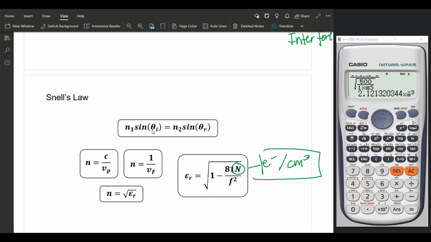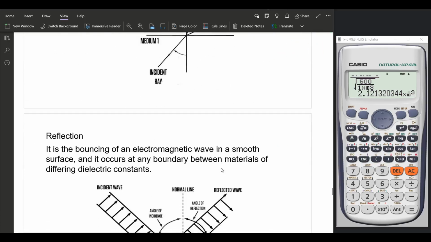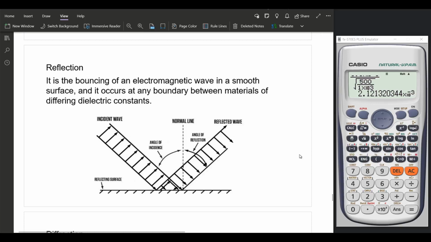So, usually, the incidence angle is the given there. You can compute for the angle of refraction using this Snell's law equation. Okay? Next, the second property is known as reflection. Reflection is simply the bouncing. Kapag nag-bounce yung signal mo sa isang surface, magre-reflect siya. So property 'yon ng wave natin.